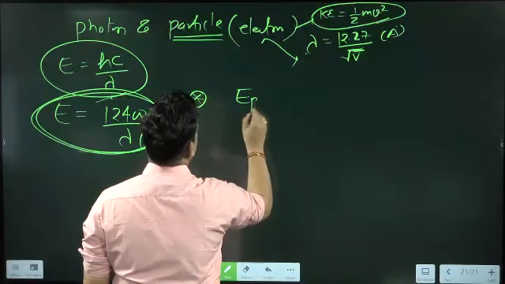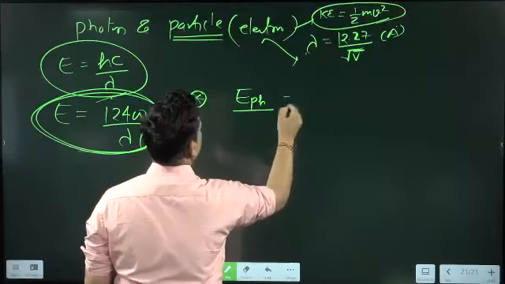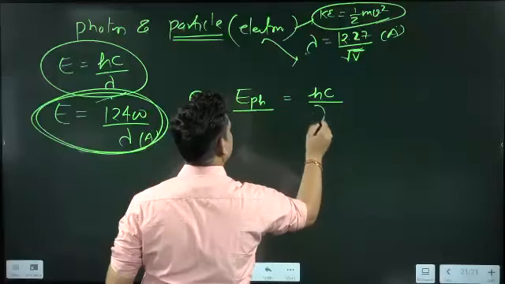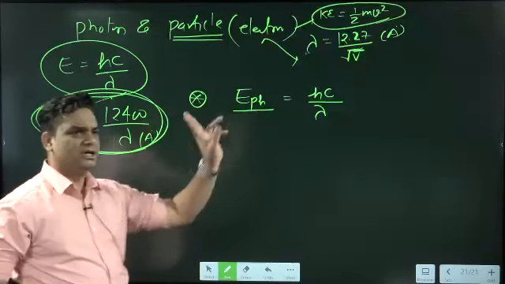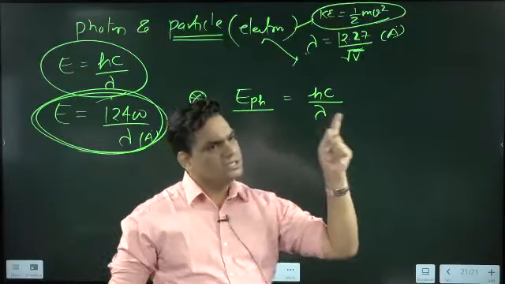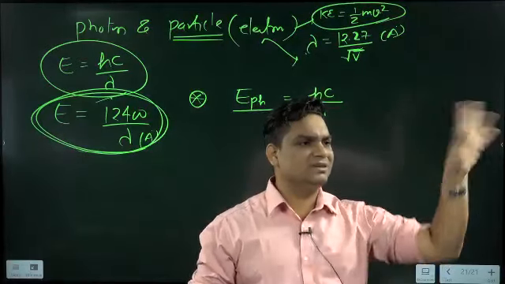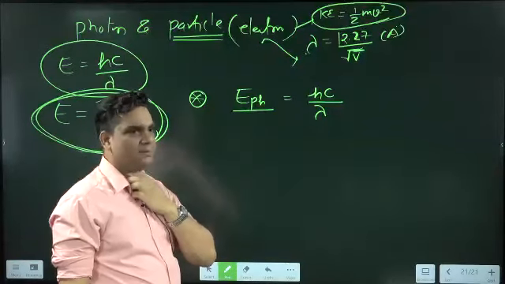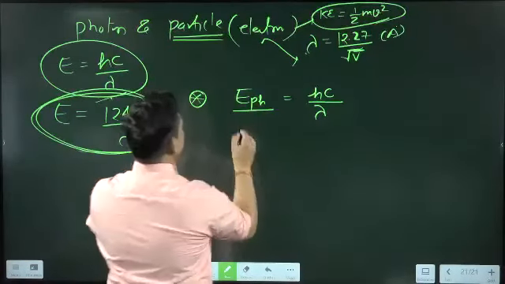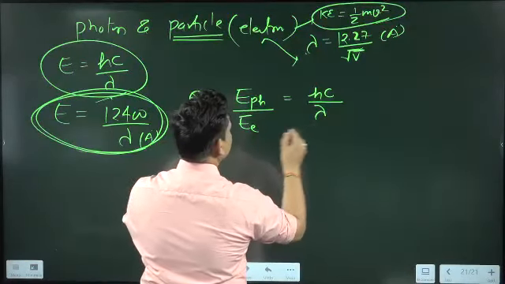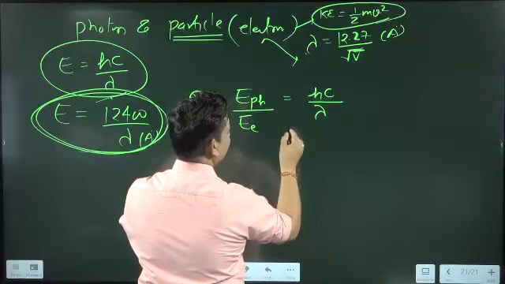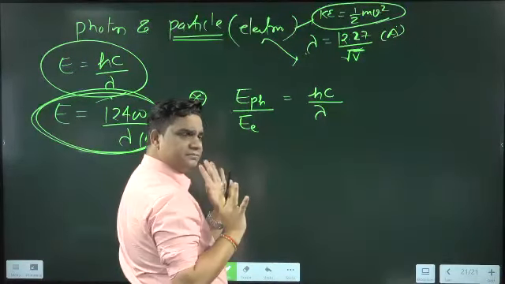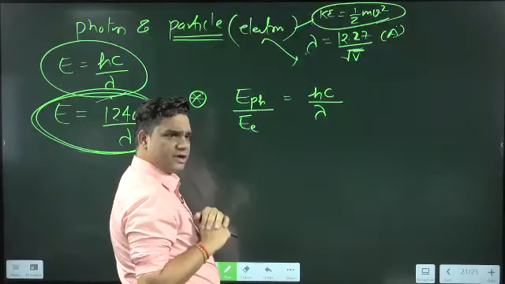Energy of photon, you will always write energy of photon, that will be how much? hc by lambda. This is the method to solve any type of question. Three types are there: same energy, same momentum, and third, nothing is same. So you will always proceed like this. Energy of photon equal to hc by lambda. Clear? Energy of electron, can I say this will be how much? Half mv square.